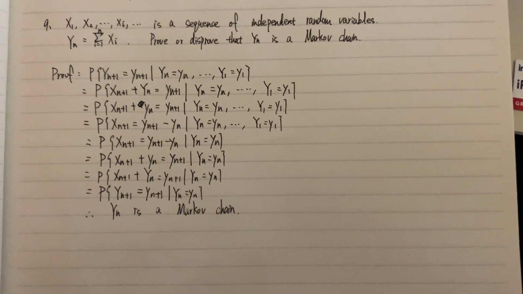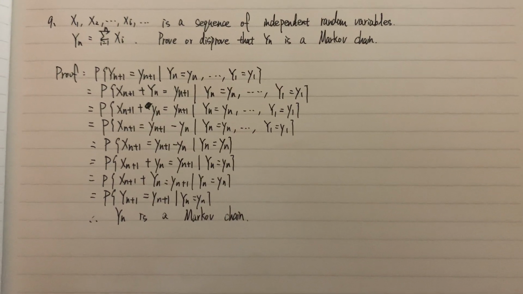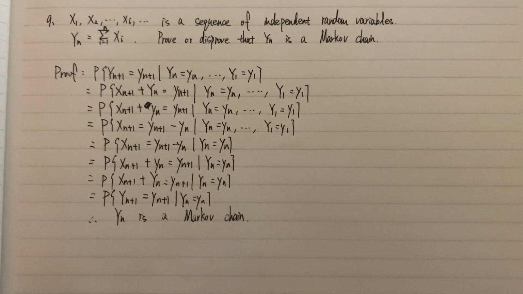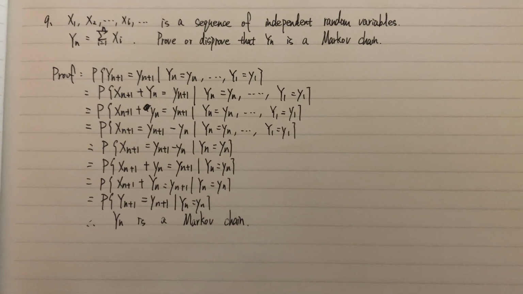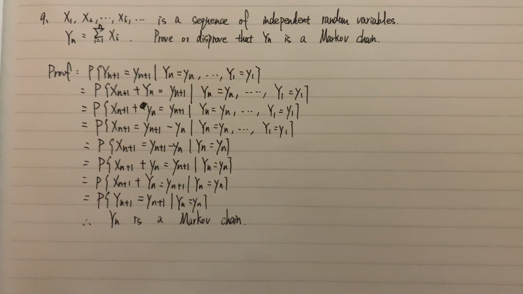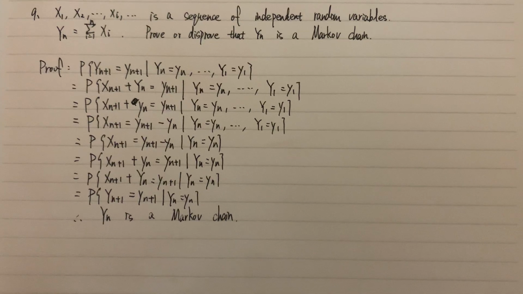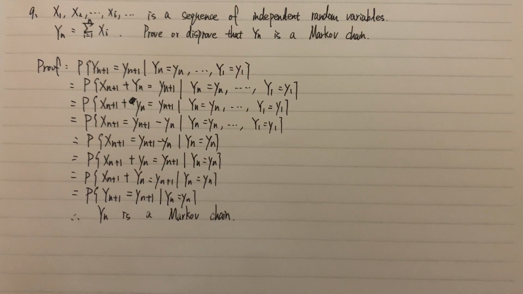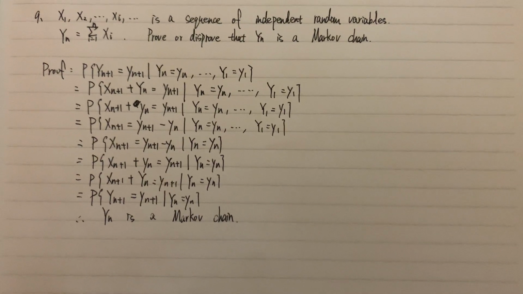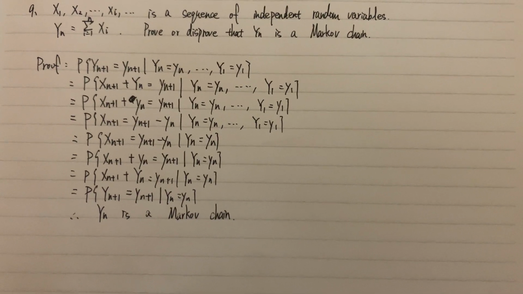Hello guys, so for this question we want to show that if X1, X2 to Xi is a sequence of independent random variables, and we have capital Yn equals the sum of Xi, i equals 1 to n, we want to show that Yn is a Markov chain, or maybe not.